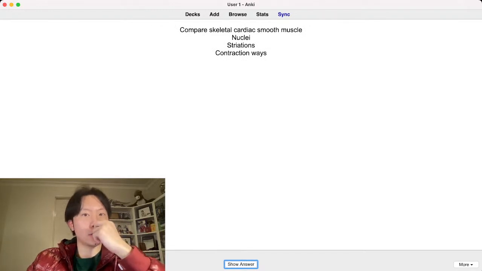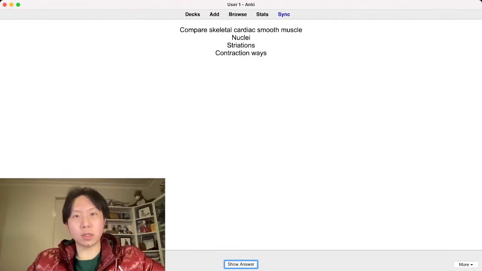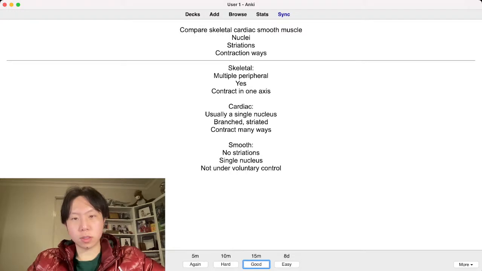Skeletal, cardiac, smooth muscle. Skeletal muscle is several nuclei, yes to striations, contracts one way. Cardiac is one or two nuclei, yes, striations, contracts multiple ways. Smooth muscle, one nucleus, no striations. I don't know about the contraction. Okay, not under voluntary control. Was the other things right? Branched, yeah. Skeletal was spindle shaped.